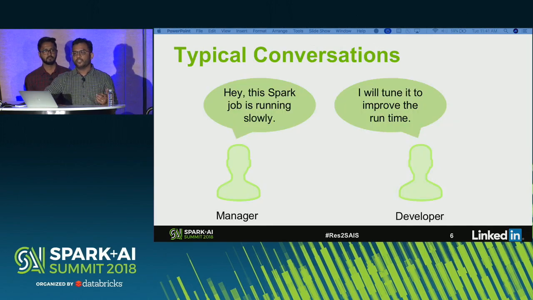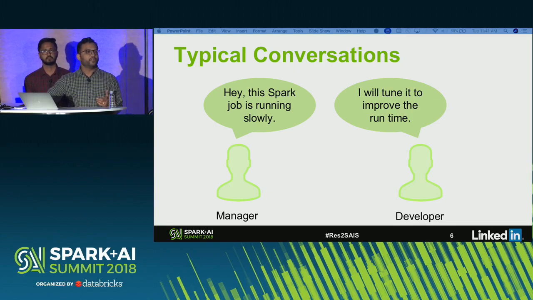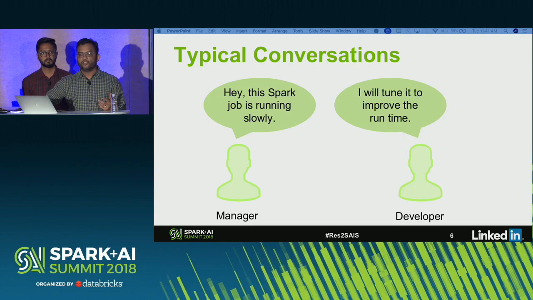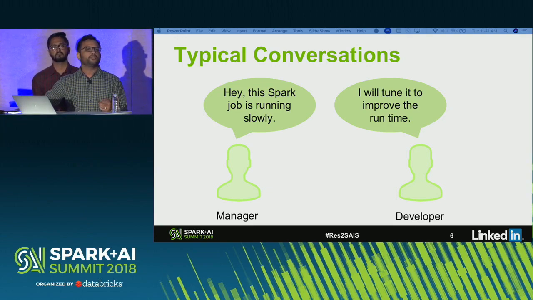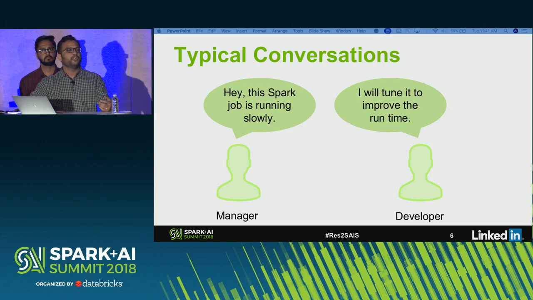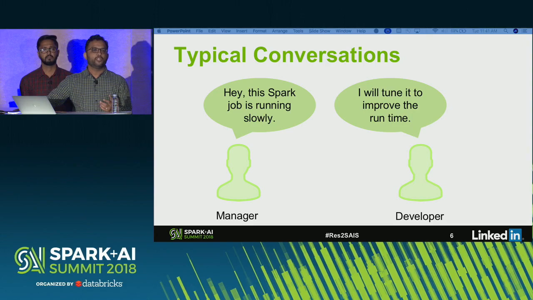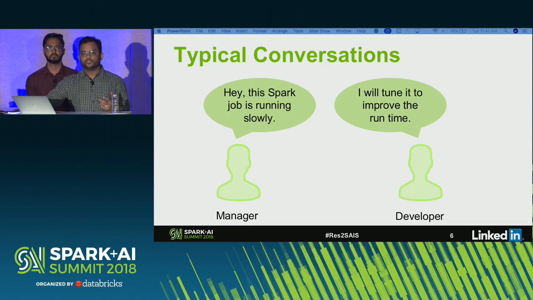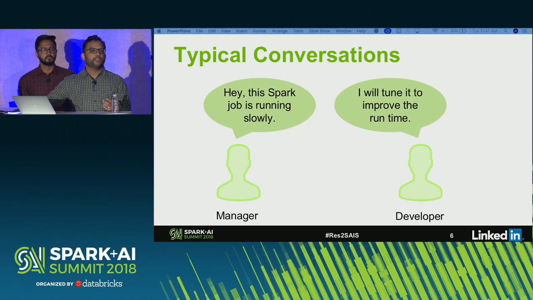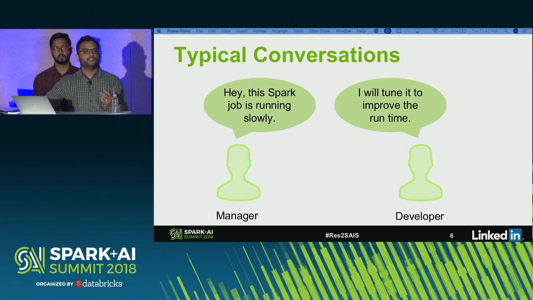Before we go into details of the tuning framework, let's look into the typical conversations that happen in a data team at LinkedIn. A manager will go to the developer and say, hey, this Spark job is running slowly, and for the last few days it is missing the SLA of 4 a.m. Can you take a look into this? The developer says, okay, let me look into the configuration of this job and tune it to reduce the execution time. He tries different configurations, and after two days, he comes up with an optimal configuration, which makes sure that this job is running within SLA.